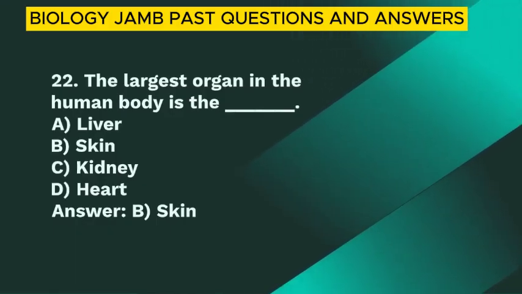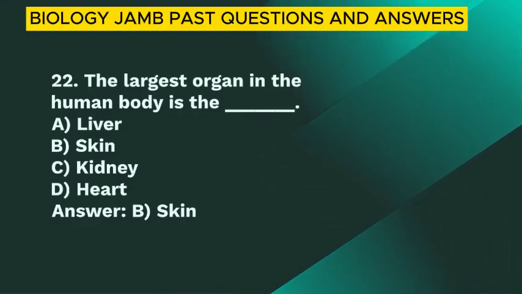Question number 22. The largest organ in the human body is the dash. A. Liver, B. Skin, C. Kidney, D. Heart. The answer is skin.